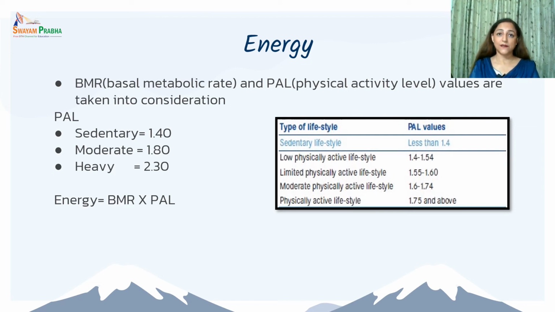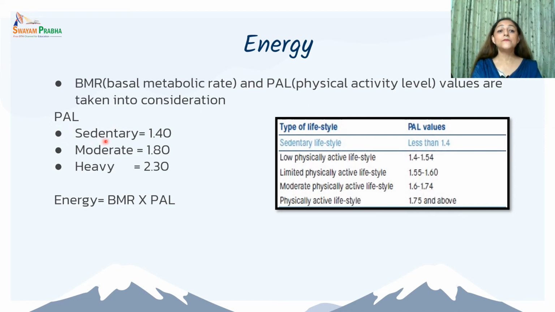This new approach has come up, which takes into account just two principal components of energy expenditure. The first one is basal metabolic rate, and the second one is physical activity. Now let us see how we calculate the physical activity, and along with that, how we calculate the energy requirements. Here, as we can see, there is a table which shows the type of lifestyle, and along with that they have assigned some PAL values. That means physical activity level values have been assigned. For ease of calculation, this physical activity level has been divided into three types of lifestyle, as we have seen in the previous slides.